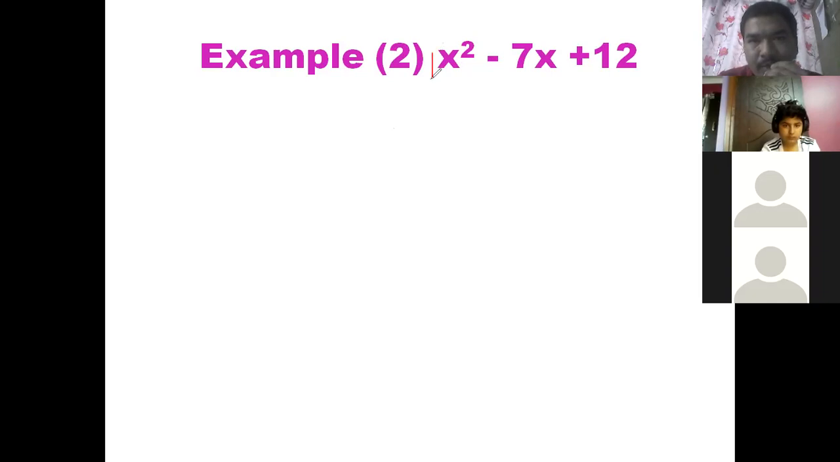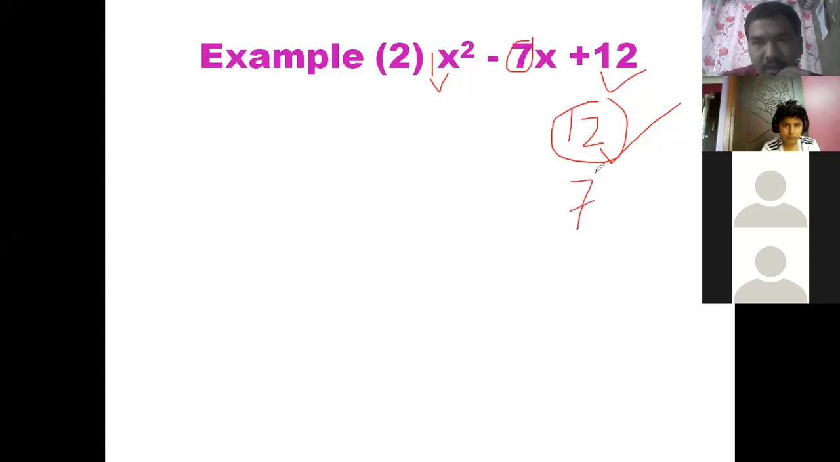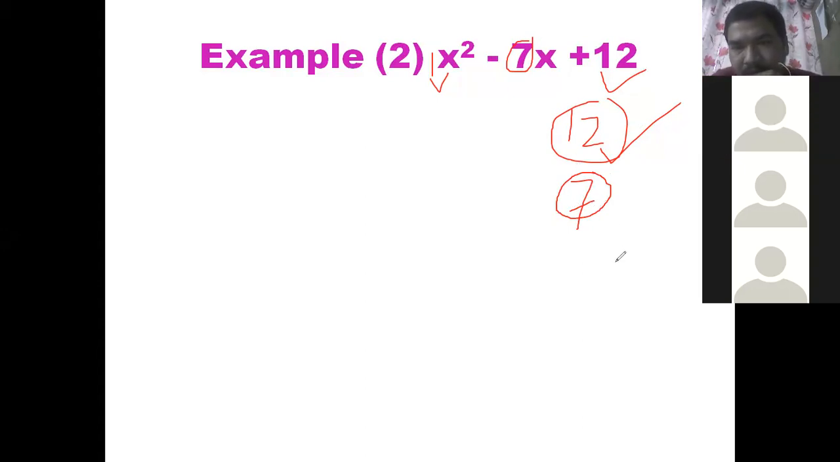1 and 12 multiply. What will be? 12. Good. Our product must come 12. And what is the middle one? 7. The sum should come 7. Product must come 12, and sum should come 7. Okay, children?